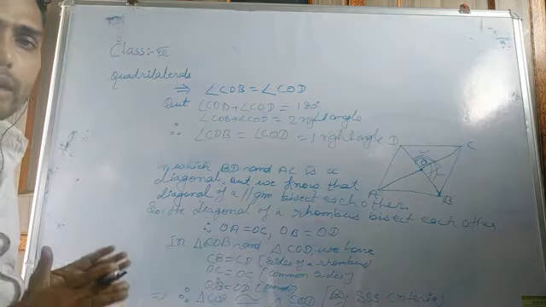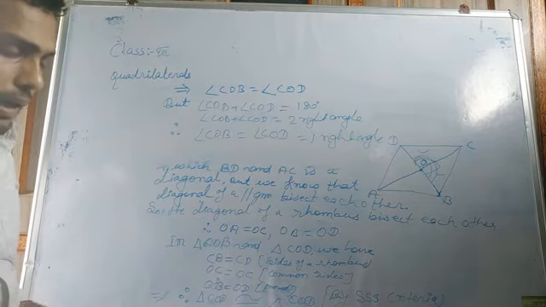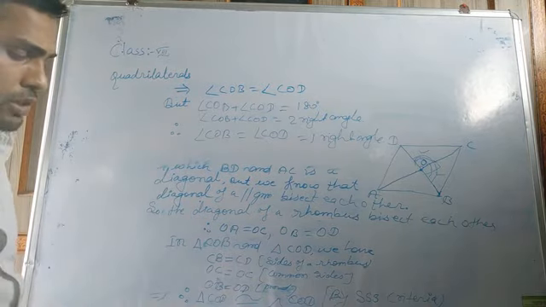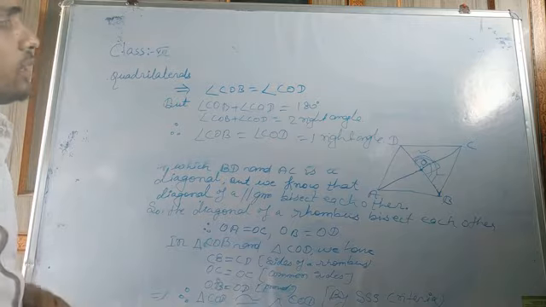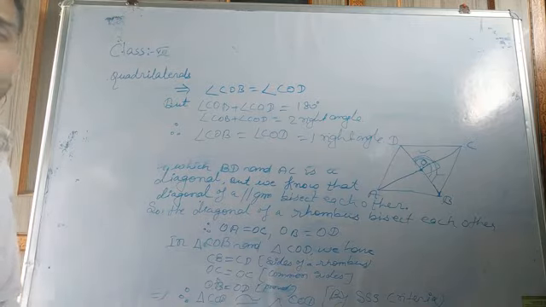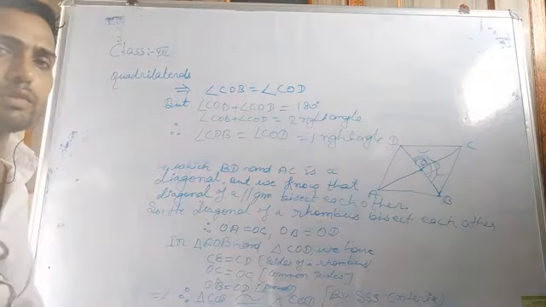Okay, students, likewise we have to complete. Today I have covered the diagonal property of a rhombus, and tomorrow I will start the diagonal property of a square.